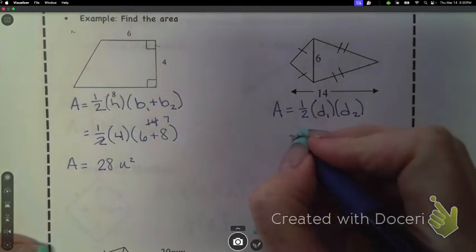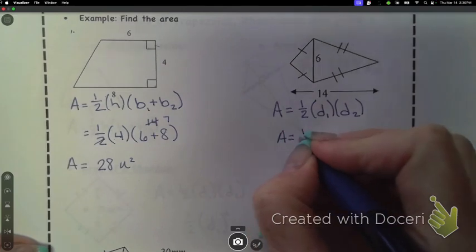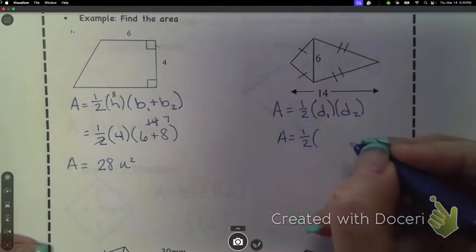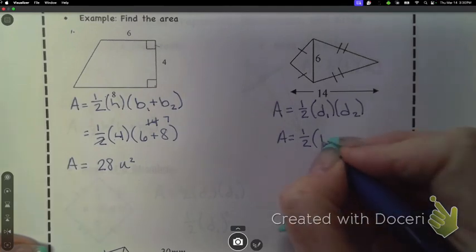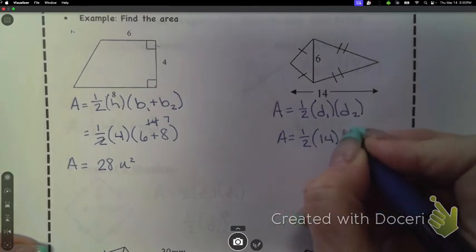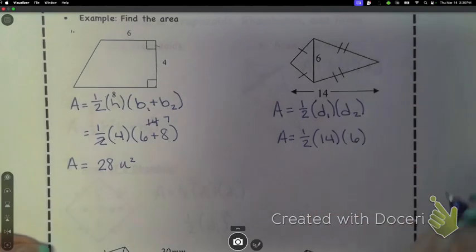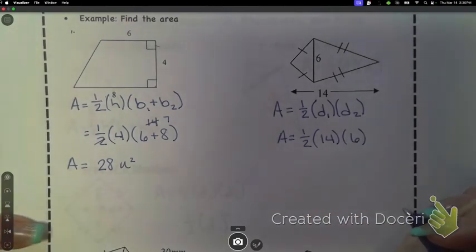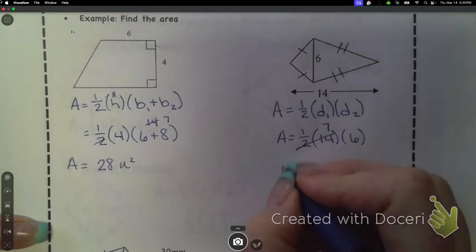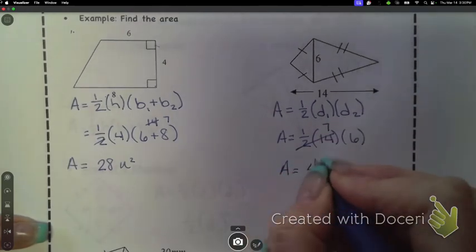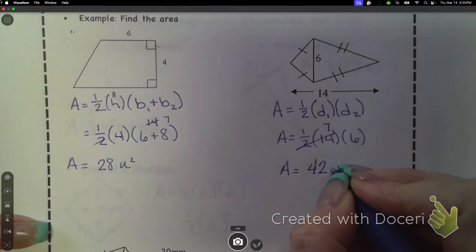So 1/2, D1 would be 14 and D2 is 6. 14 times 6. Half of 14 or half of 6? 14. So 7 times 6 is 42, and units squared.